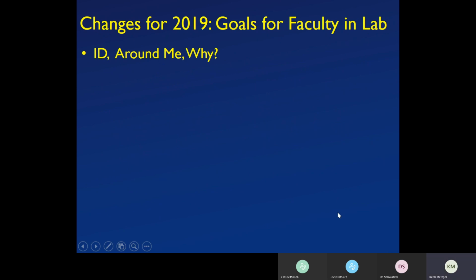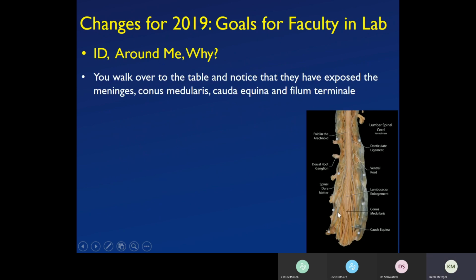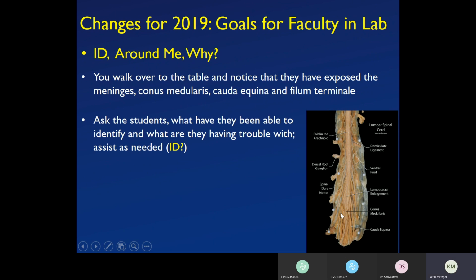So again, you walk up and you think, ID, around me, why? You're walking up to the table and you notice they've exposed the meninges, they've exposed the conus medullaris, the cauda equina, and filum terminale. So first thing is ID. And I like to walk up and say, hey, how you doing? Show me what you got, really. Just asking them to identify what they have and what are some of the things they've been having trouble with, okay? Always give them the first shot.